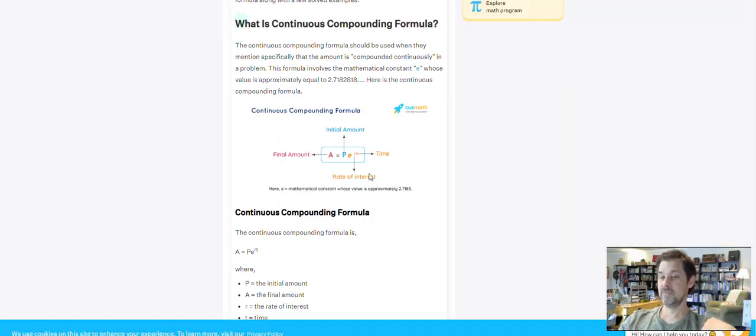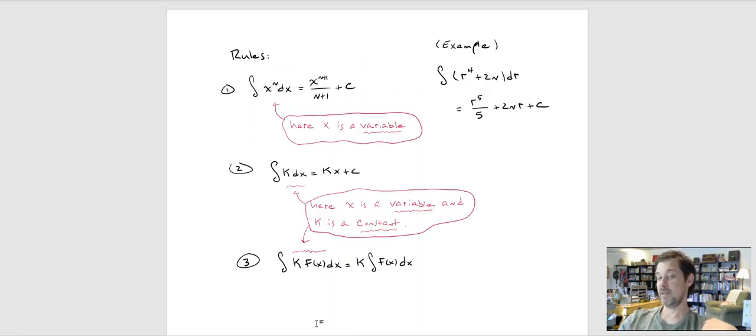Remember what I just showed you? Time can be a variable. Our interest rate can be a variable. The variable doesn't have to be x. Maybe that's typical, but it doesn't have to be that way.